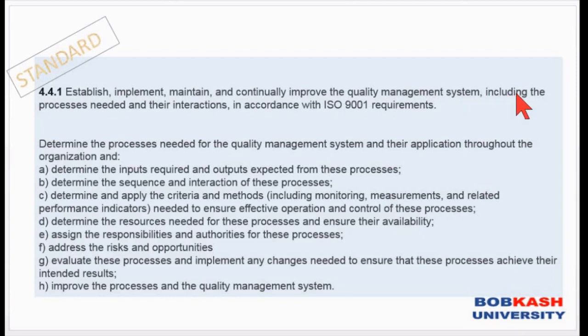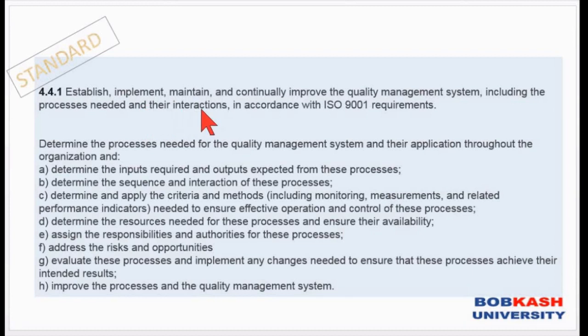Including the processes needed. So if I need 55 processes to run in the organization to deliver a particular product or a service to the client, I must establish that in the quality management system, right? These processes must be mentioned or linked in my quality management system. This is the requirement of 4.4.1. Establish, implement, maintain, and continually improve the quality management system, which includes the processes, whatever number they are, that are needed, and their interactions. What is interactions?